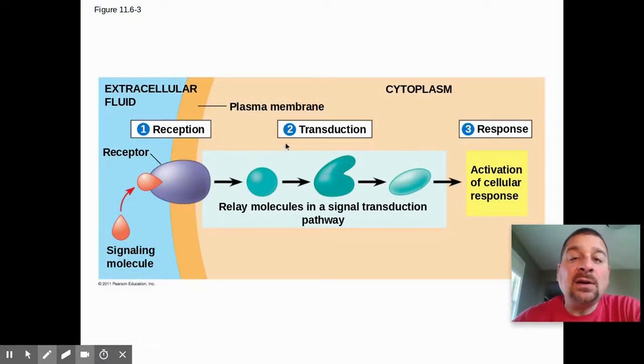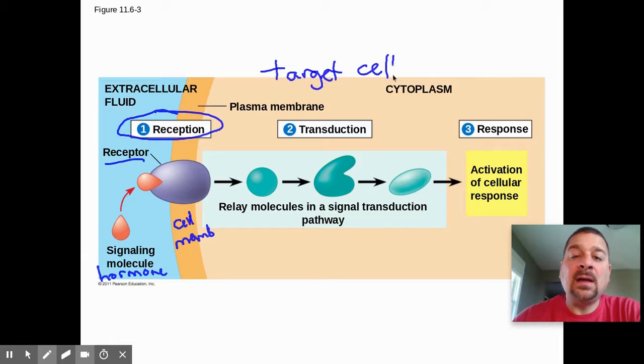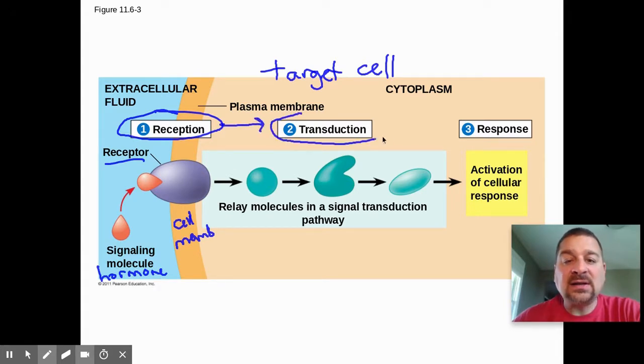Here you can kind of see an overview of that response. Okay, so number one, we have reception. So here's the cell membrane here. And then we've got some type of receptor on that cell membrane. Here comes a signaling molecule like a hormone, like adrenaline. When it hits a target cell, this would be the target cell here for that signal, once the receptor hits that, it would cause the second part, transduction, to take place.